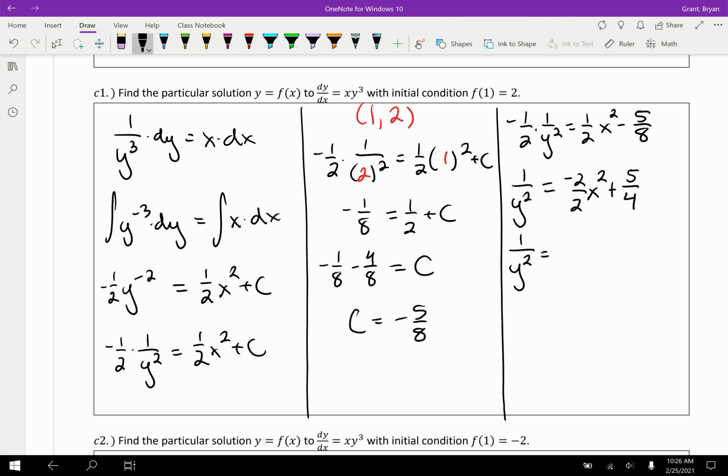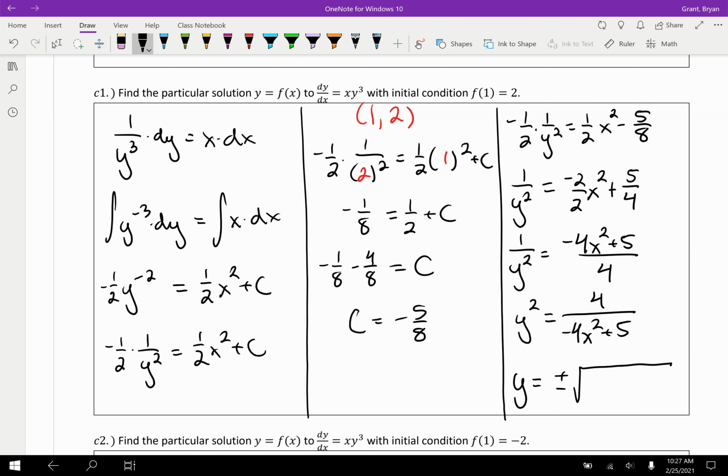We covered that last class. So 2 over 2 is actually the same as 4 over 4, right? So I have negative 4 x squareds plus 5 over the common denominator of 4. Flip each of our fractions. Y squared is equal to 4 divided by negative 4x squared plus 5. And then introduce our square root. Y equals plus minus the square root of 4 divided by negative 4x squared plus 5.